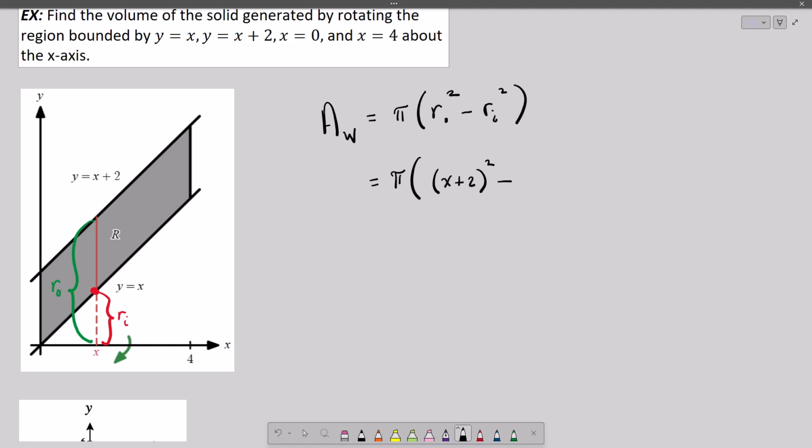minus, now we have the inner radius here. The y value for this inner radius right there, the y value is this on the right side. That's x. So that's going to be minus that. And then we do our algebra. So we FOIL this out.